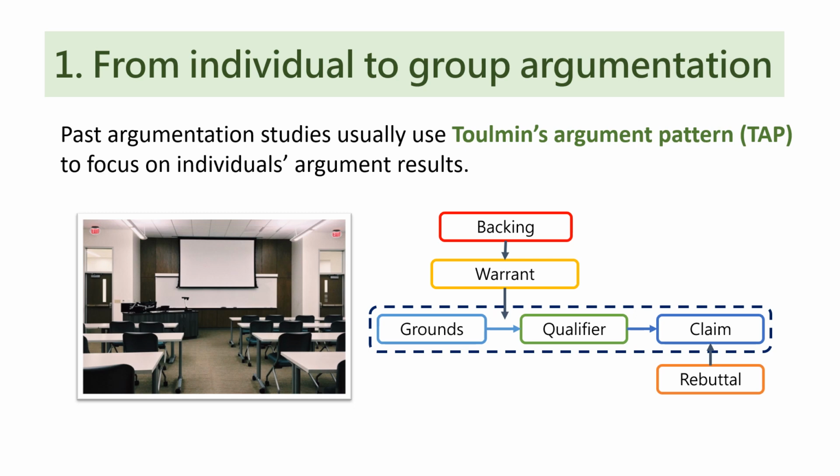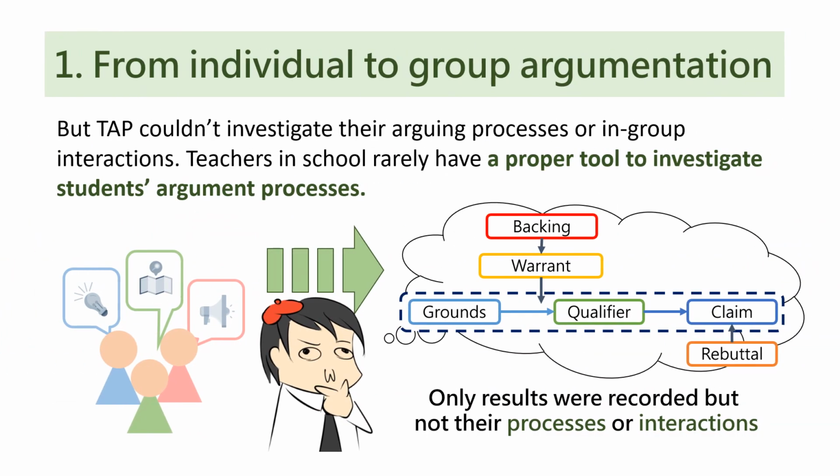Past argumentation studies usually use Toulmin's argumentation pattern, also known as TAP, to focus on individuals' argument results. But TAP couldn't investigate their argument process or in-group interactions. Teachers in school rarely have the proper tool to investigate students' argument process.